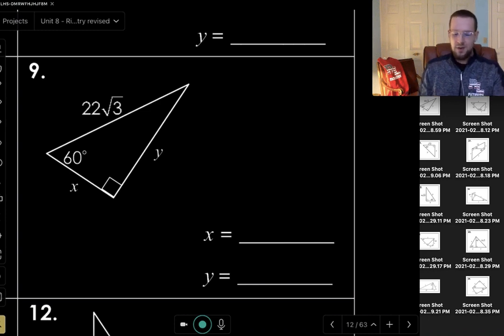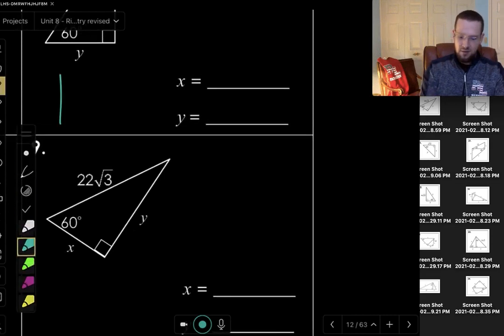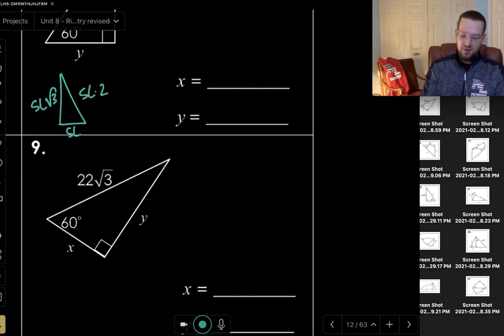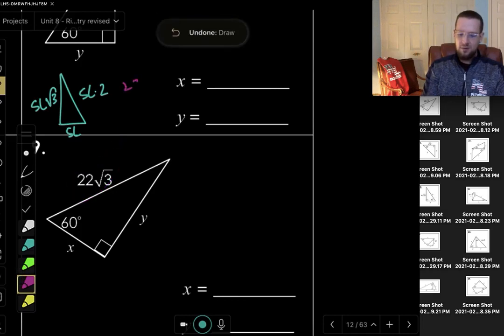So this first one, number 9, what's the issue with number 9? Well, as you can see, our reference triangle has the short leg x, the long leg x square root 3, and then the hypotenuse, which is the short leg times 2. And the issue here is that our hypotenuse actually has the square root of 3 in it. Our hypotenuse is 22 square root 3.